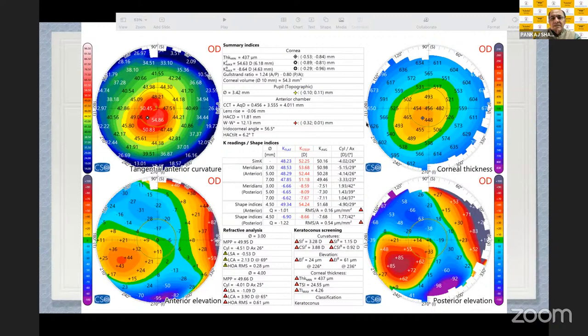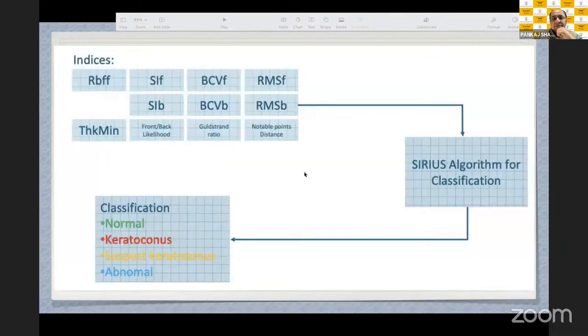This is the printout of the Sirius Plus, which is the higher resolution, advanced machine of Sirius. Here you can see thickness is 437. Goldstein ratio is more on the plus side. And everything is in the red, and it is classified as keratoconus. A clear-cut case of keratoconus, right eye. And all the parameters are here. So it takes into account the symmetry index, the BCV.